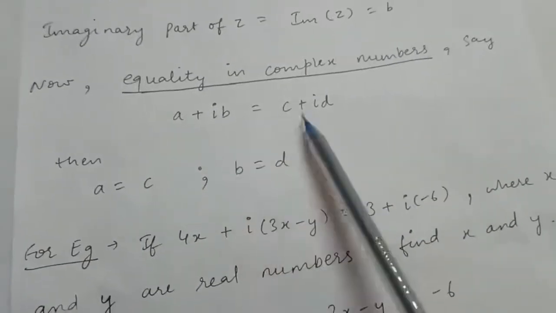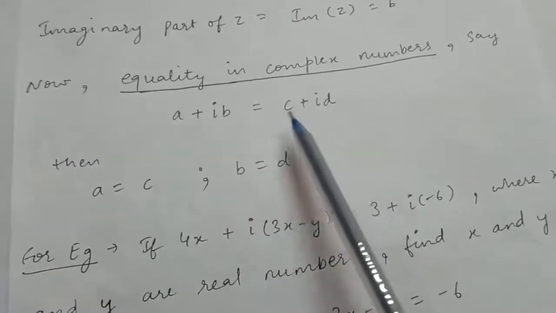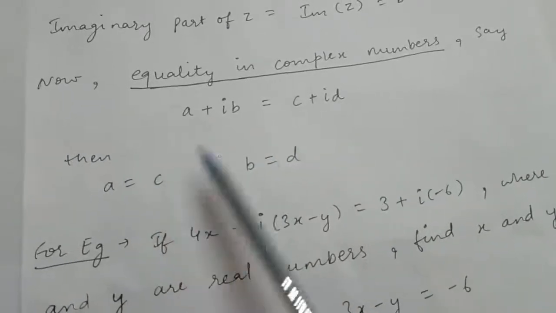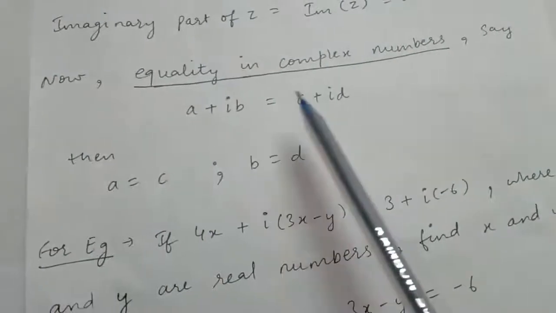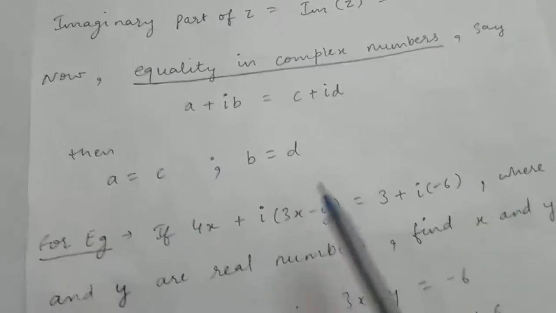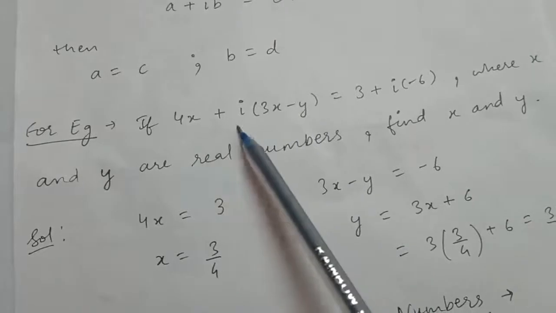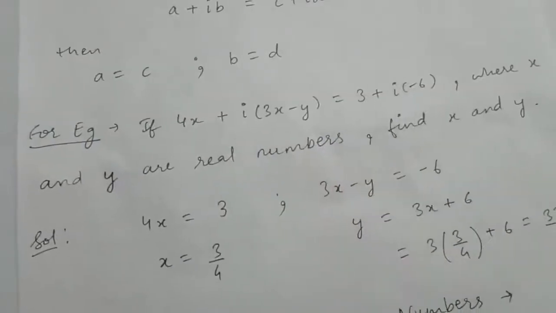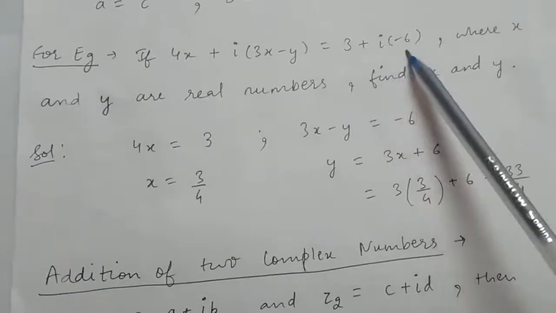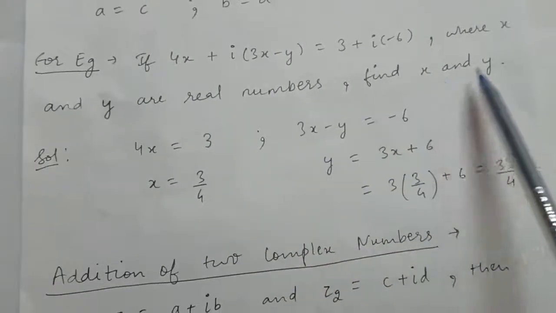Say if two complex numbers are equal, then their real parts are equal and imaginary parts are equal. So the real part here is a and here is c. So a is equal to c, and the imaginary part here is b and here is d. So b is equal to d, right? For example, if this complex number 4x plus iota into 3x minus y is equal to 3 plus iota into minus 6, where x and y are real numbers, find x and y.